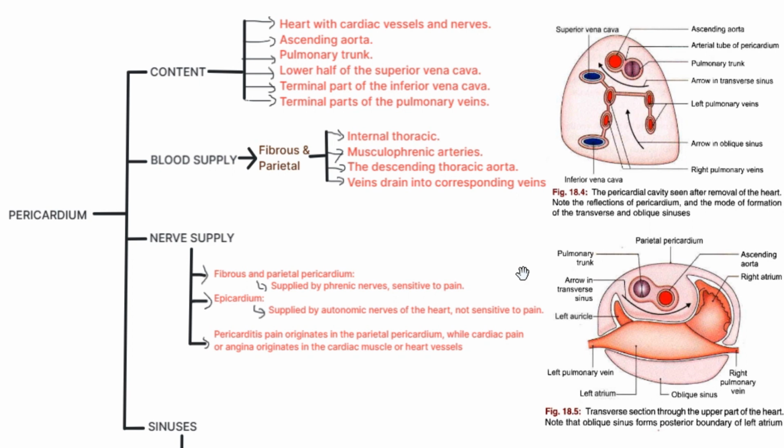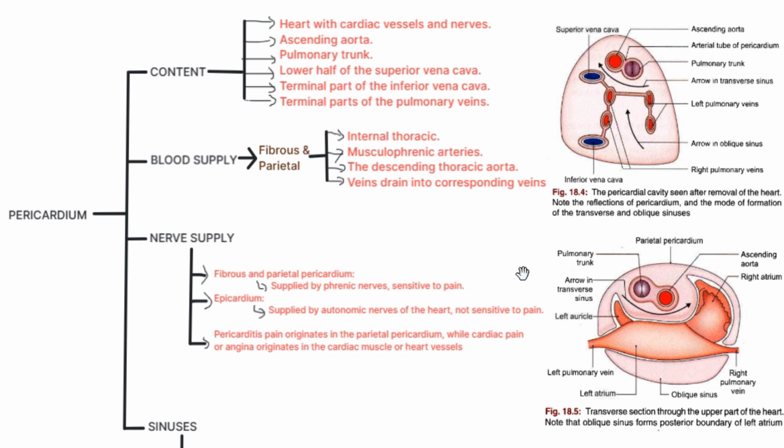So the heart with cardiac vessels and nerves, ascending aorta, pulmonary trunk, lower half of the superior vena cava, terminal parts of inferior vena cava, terminal parts of pulmonary veins. These are the contents of the pericardium. Then we move on to the blood supply.